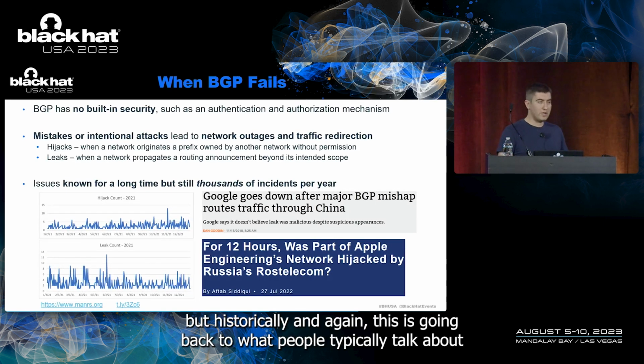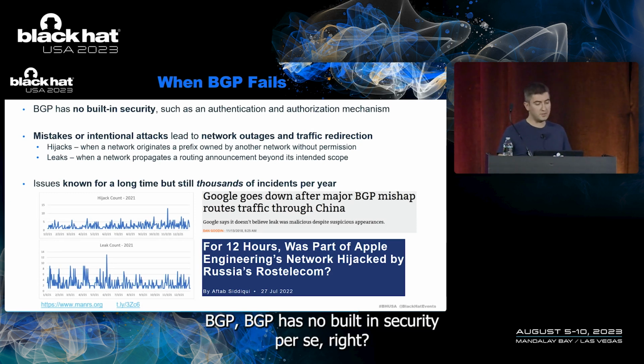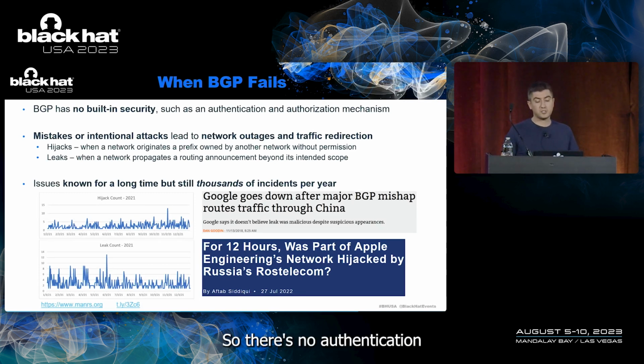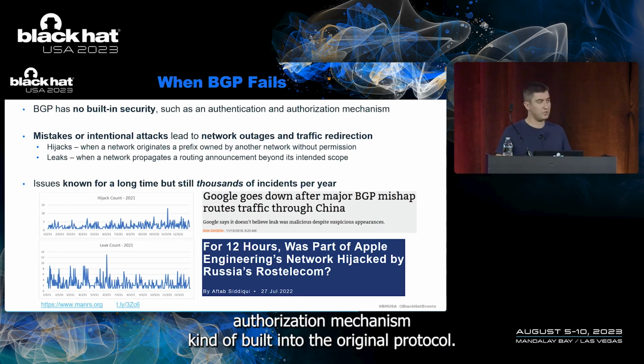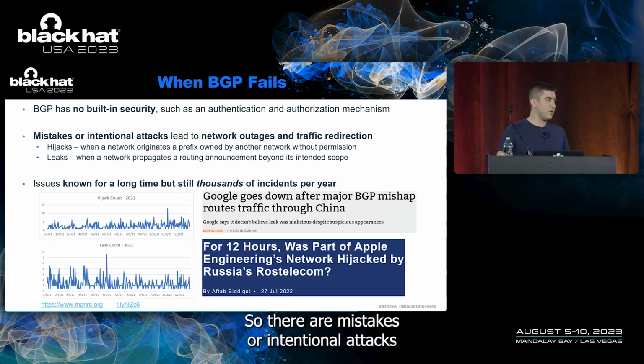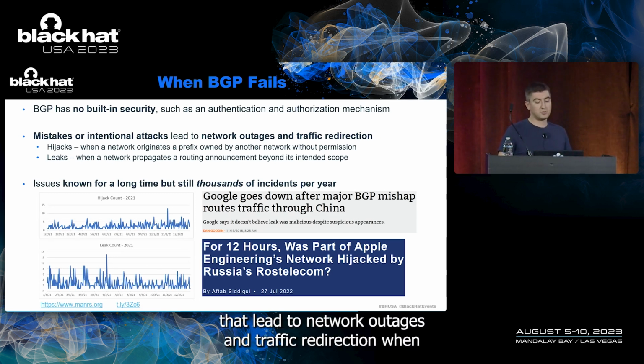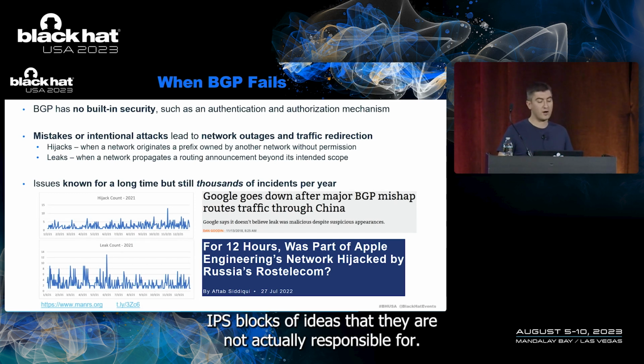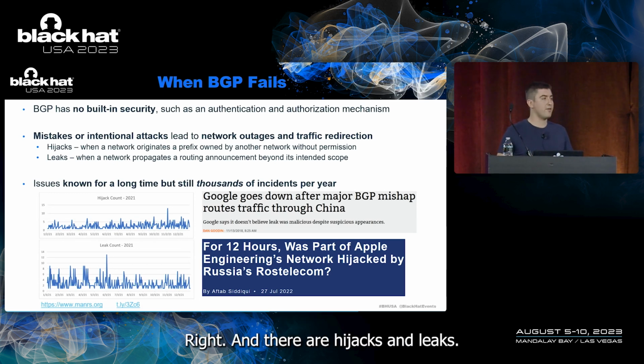But historically, and again, this is going back to what people typically talk about with BGP, BGP has no built-in security per se, right? Like DNS, like many other early protocols in the internet. So there's no authentication or authorization mechanism built into the original protocol. So there are mistakes or intentional attacks that lead to network outages and traffic redirection when autonomous systems or routers actually advertise blocks of IPs that they are not actually responsible for, right? And there are hijacks and leaks.